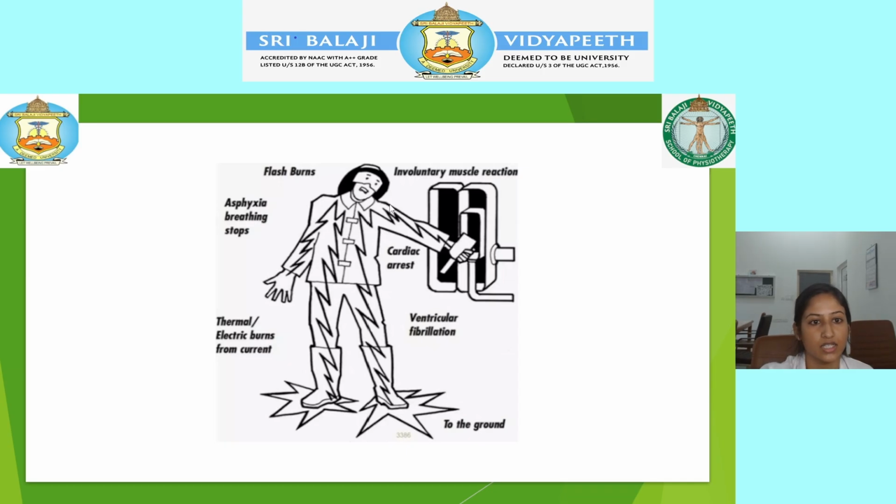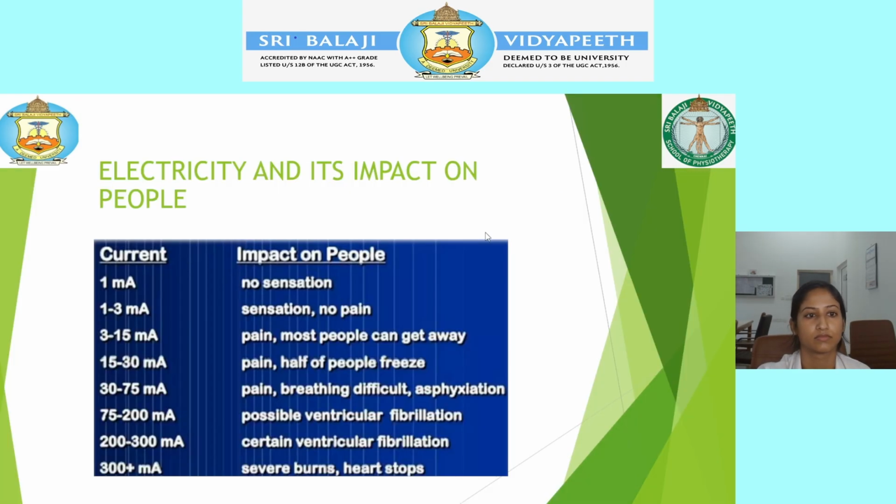These are the effects of shock: flash burns, asphyxia, breathing stops, thermal or electric burns from the current, ventricular fibrillation, cardiac arrest, and involuntary muscle reaction. The last one is the electric current, the value in amperes, and its impact on people.